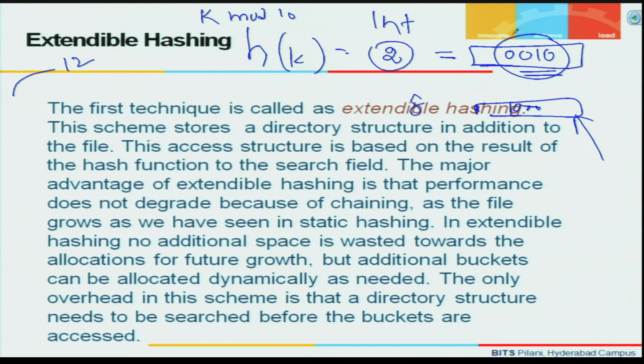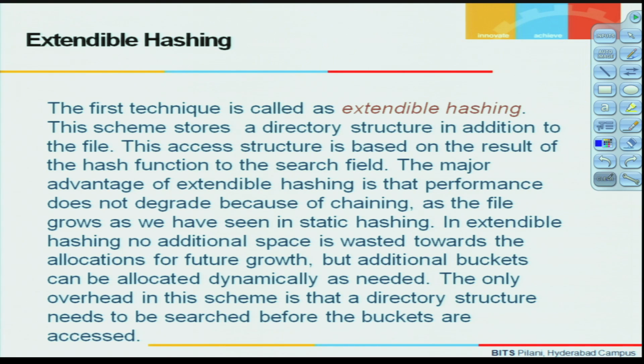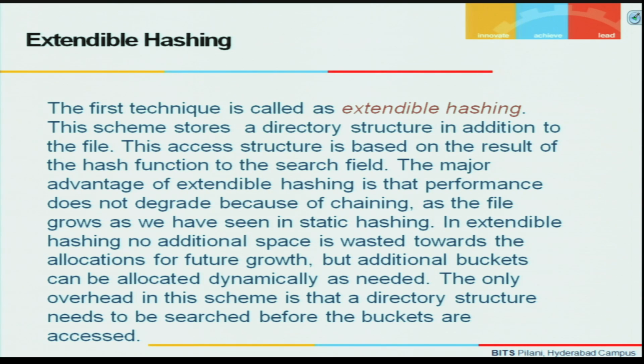And here in dynamic hashing we have two approaches. First is extendable hashing, and the next one is linear hashing. First we will discuss extendable hashing. The first technique is called extendable hashing. This scheme stores a directory structure in addition to the file. This directory structure is also called an access structure, and it provides access to the actual buckets. This access structure is based on the result of applying the hash function to the search field.